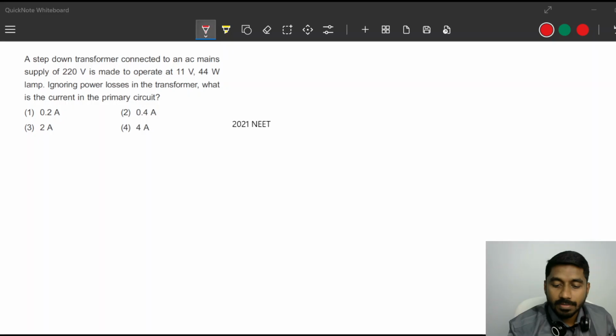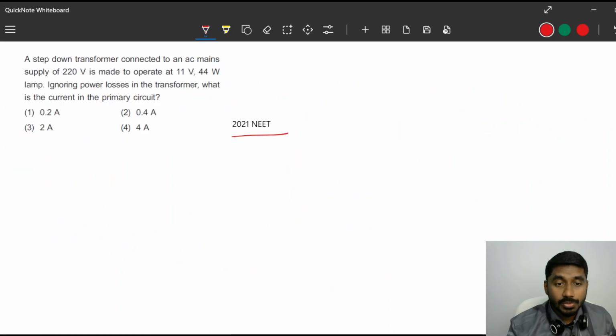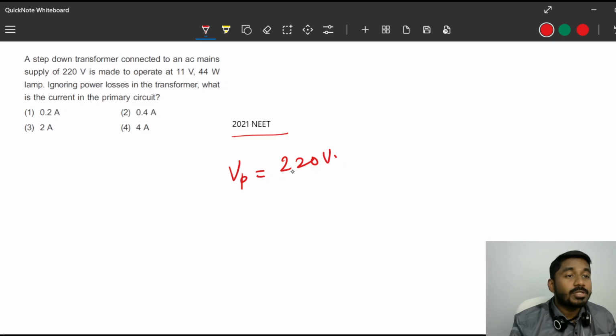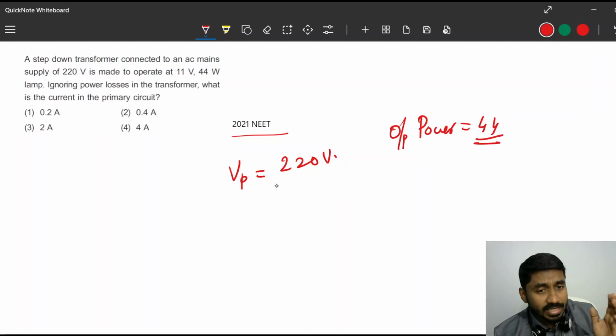The next question is from 2021 NEET. We just discussed two questions from 2022, and now there is a question from the 2021 NEET exam. A step down transformer is connected to an AC main supply, so VP is equal to 220 volt, the input. It is made to operate at 11 volt, 44 watt. So it is very simple. Output power is already given as 44. Same type of question we just did in the previous year.